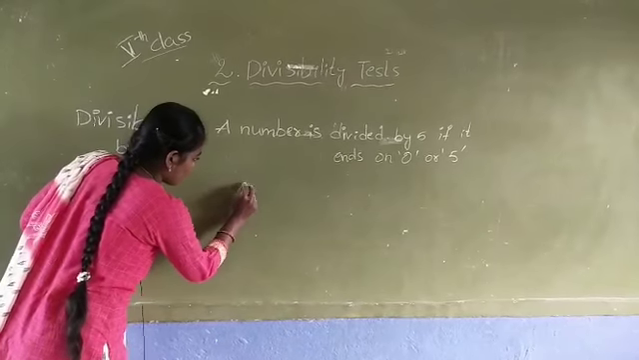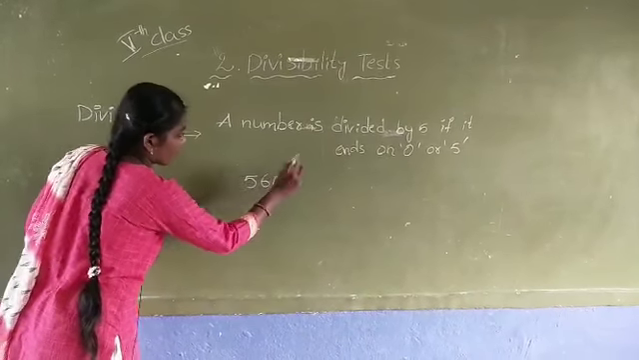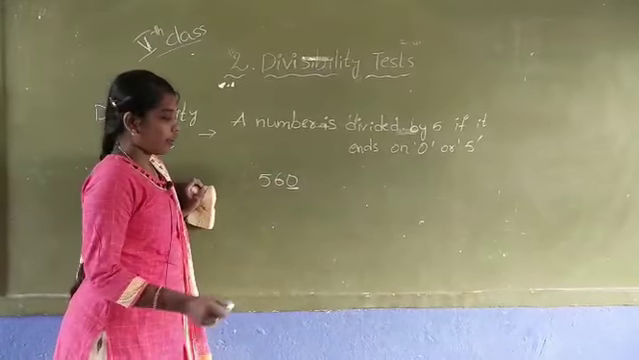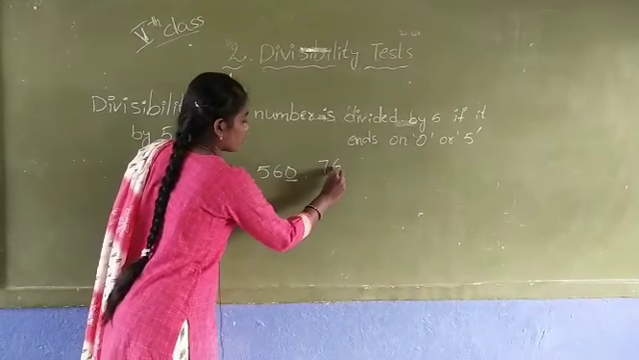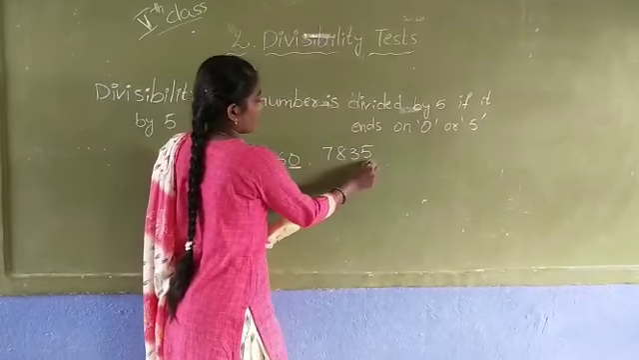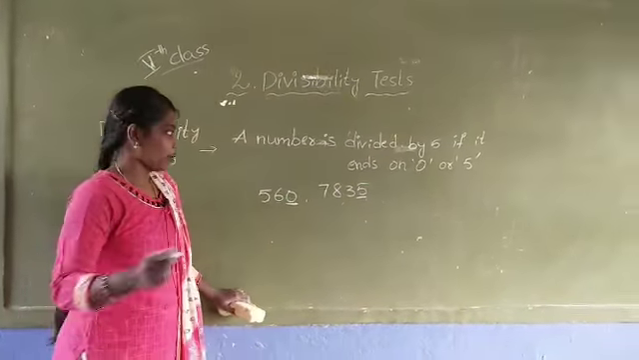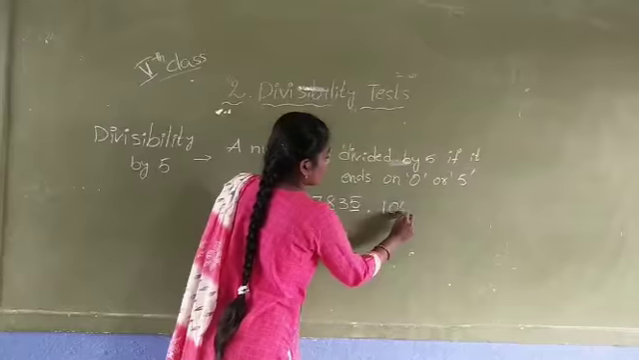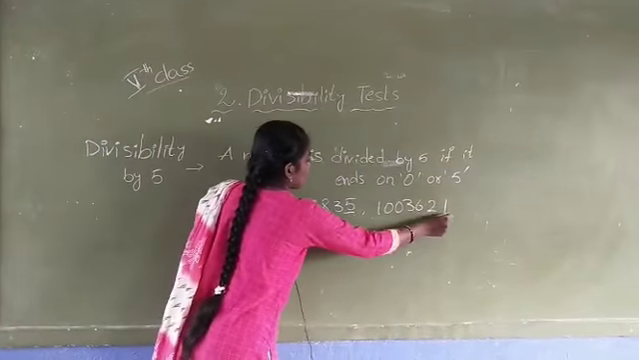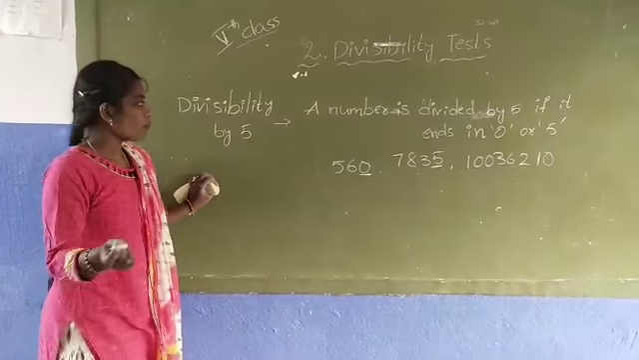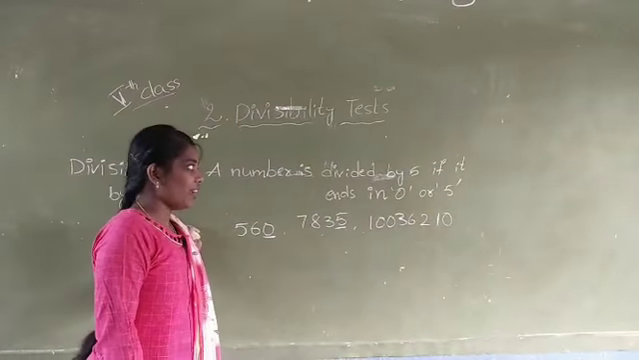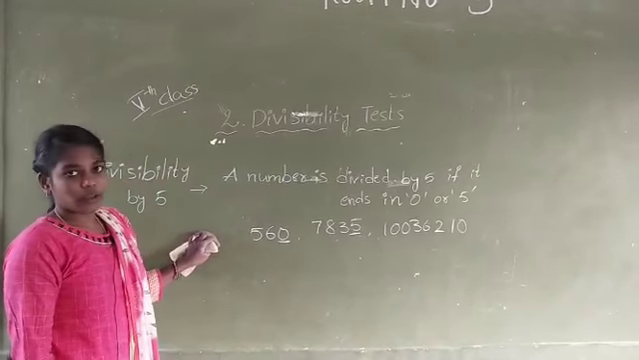For example, it ends in 0. It ends in 5. It ends in 1. Divisibility by 5: a number is divisible by 5 if it ends in 0 or 5.